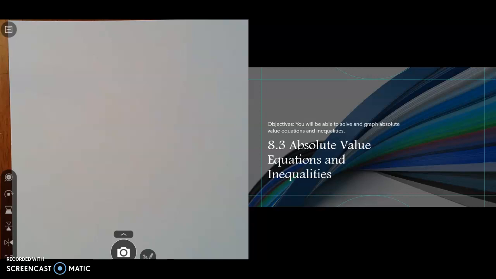Welcome to section 8.3, absolute value equations and inequalities. Hopefully by the end of this, you all will be able to solve and graph absolute value equations and inequalities.